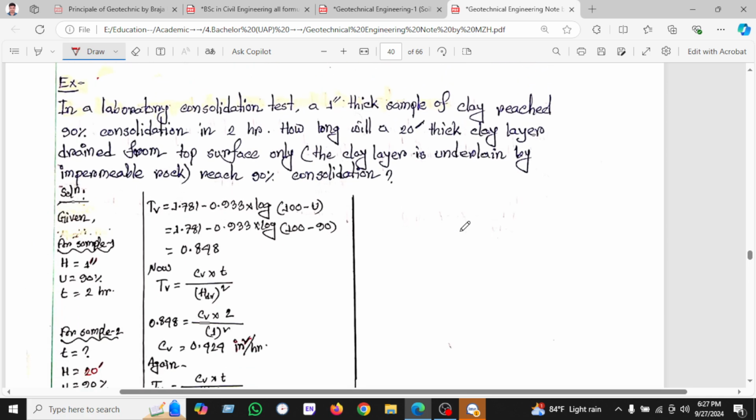So this is our last example. I want to say this is our last example, so we can see this example very clearly. In a laboratory consolidation test, a 1 inch thick clay sample reaches 90% consolidation in 2 hours. How long will it take a 20 feet thick clay layer, draining from the top surface only, to reach 90% consolidation? The clay layer is underlain by impermeable rock.